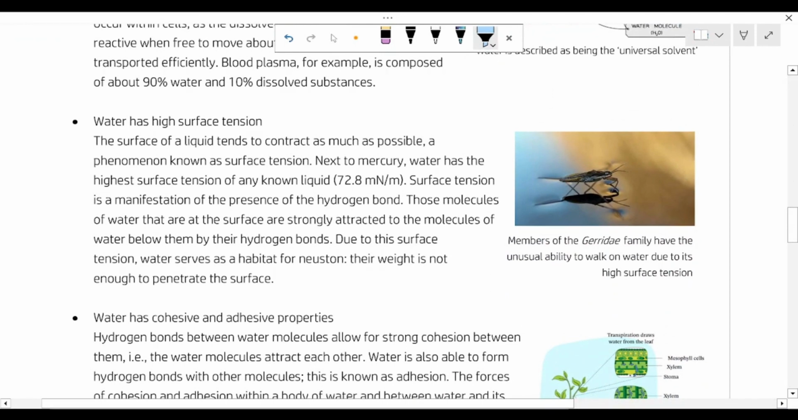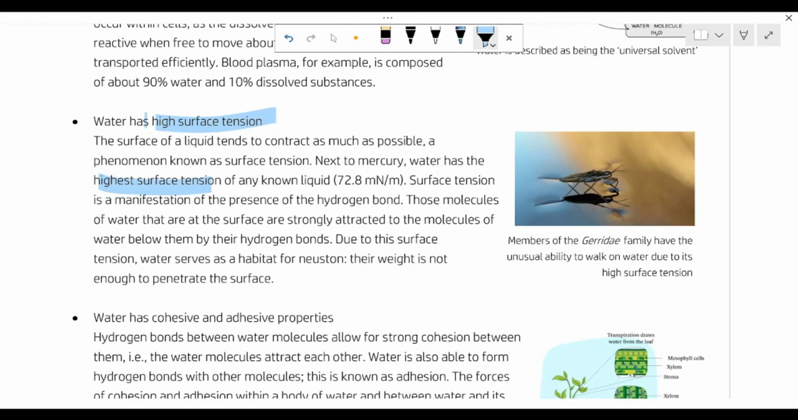Next, water has a high surface tension. Surface tension causes a liquid surface to act kind of like a stretched elastic membrane. It contracts as much as possible. Next to mercury, water has the highest surface tension of any known liquid, which is about 73 millinewtons per meter. Surface tension is a manifestation of the hydrogen bonds that we looked at earlier. Those molecules at the surface are very strongly attracted to the water molecules immediately below them. Because of that, water has a high surface tension.